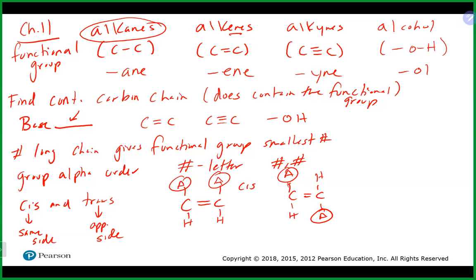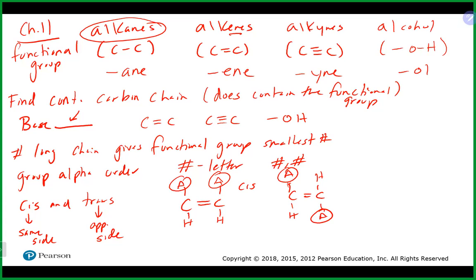Remember that there are two things that you want to look at to determine whether or not you can even have a cis or trans isomer. You got to make sure that you have two different groups on each carbon in the double bond. And you also need a group that's similar on opposite sides of the double bond, or opposite carbons. And then you could have a cis or trans.